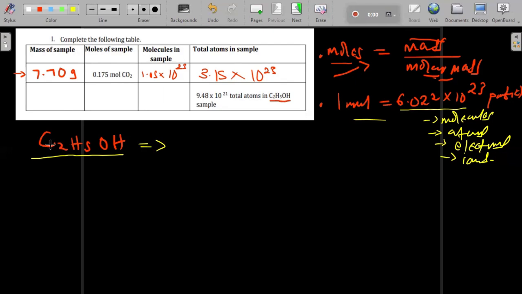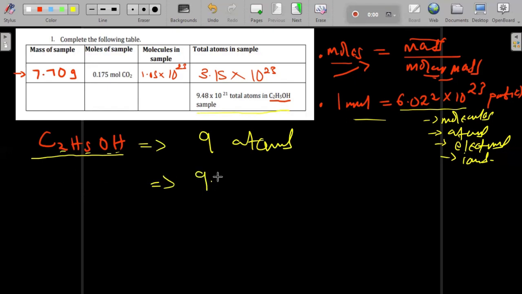Okay, so 2 plus 5 plus 1 plus 1. So that will be 9 atoms. One molecule of this C2H5OH contains 9 atoms. What if I have this number of atoms here? How many molecules am I going to have here?